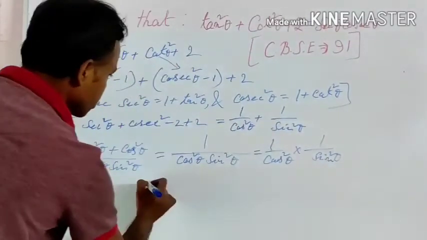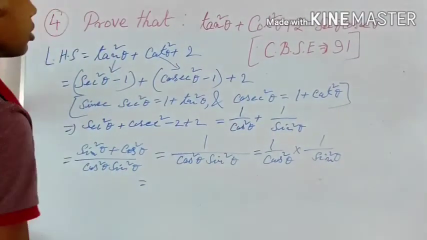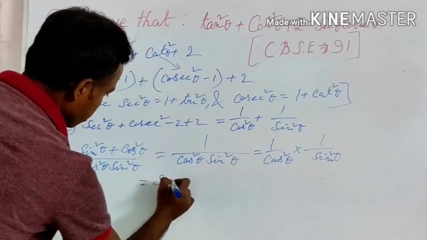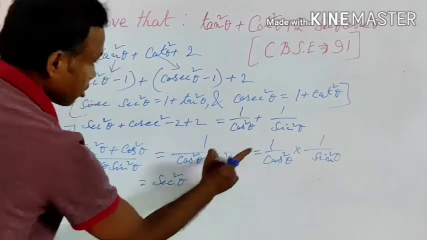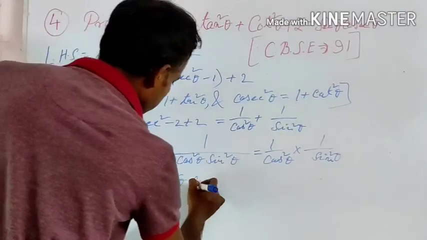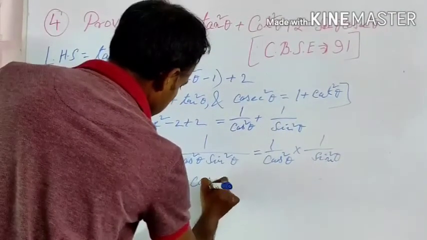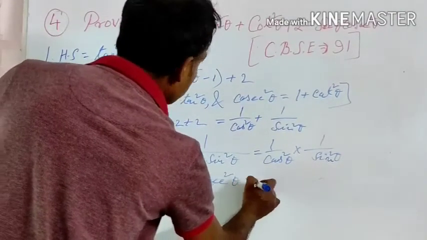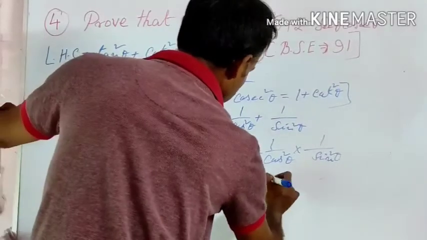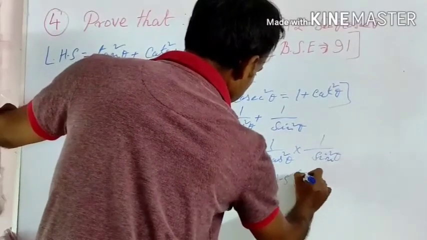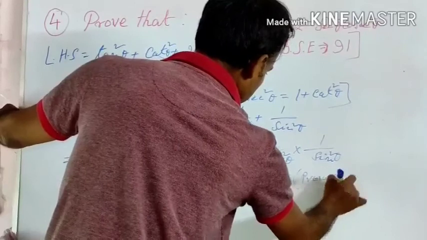So this 1 by cos square theta is equal to sec square theta. 1 by sin square theta is equal to cosec square theta. This is equal to right hand side. Proved.